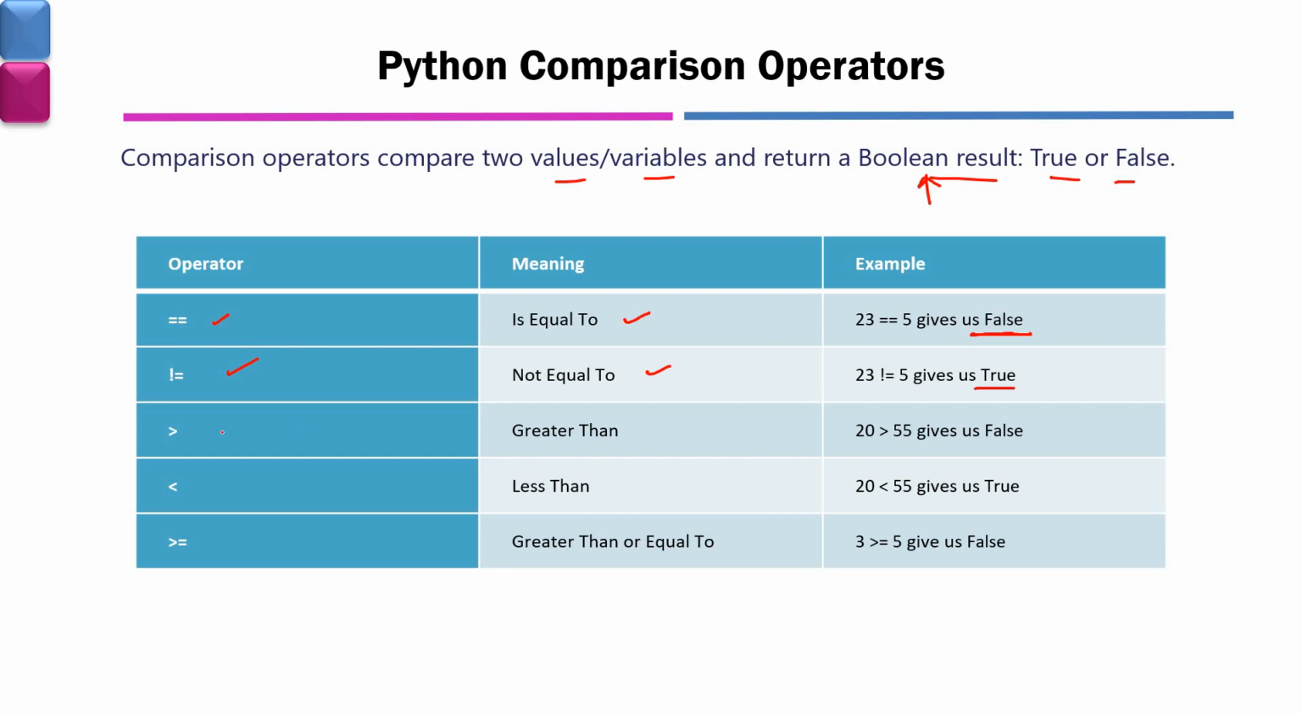Okay. Similarly, the greater than symbol. Is 20 greater than 55? No, the result is false. Then, is 20 less than 55? Yes, so it gives us true. And greater than or equal to is similarly there. Is 3 greater than or equal to 5? It gives us false. Why? Because 3 is not greater than 5 and 3 is also not equal to 5. So these are some of the comparison operators.